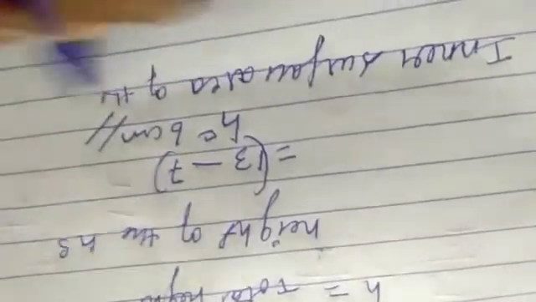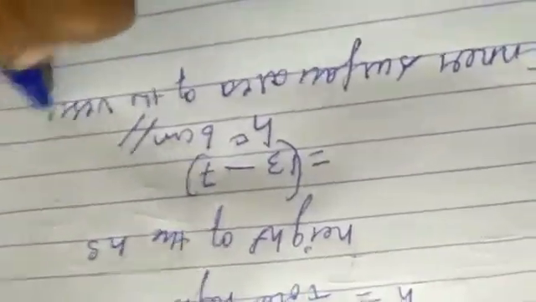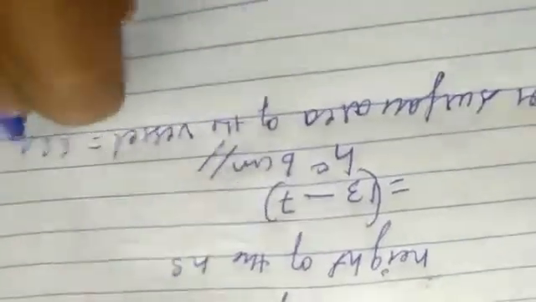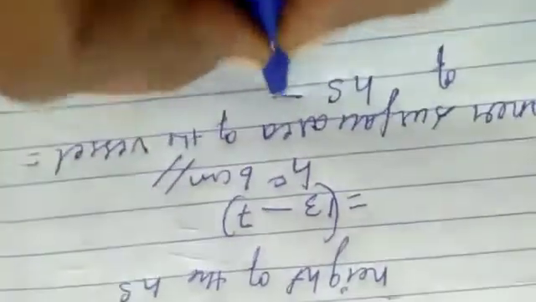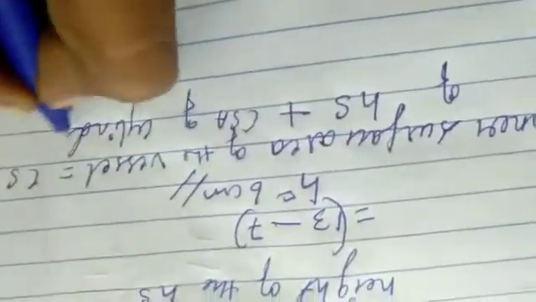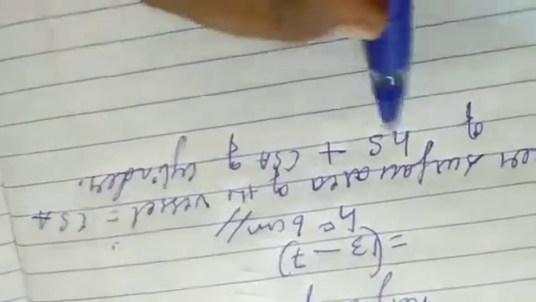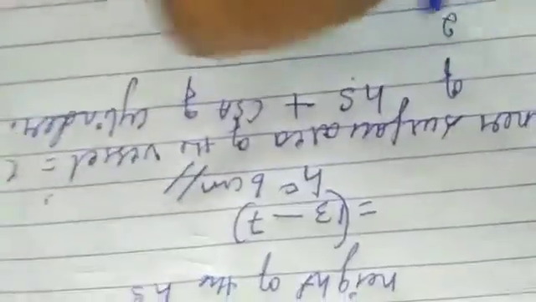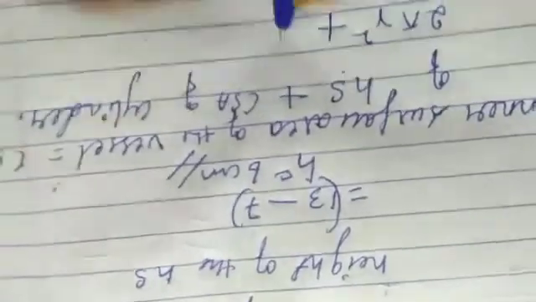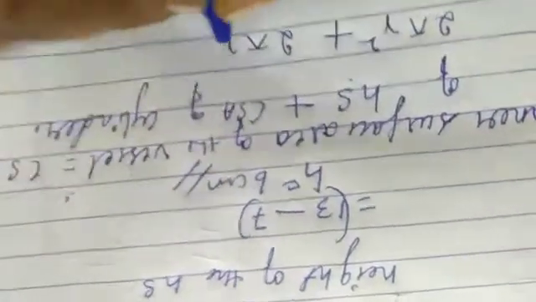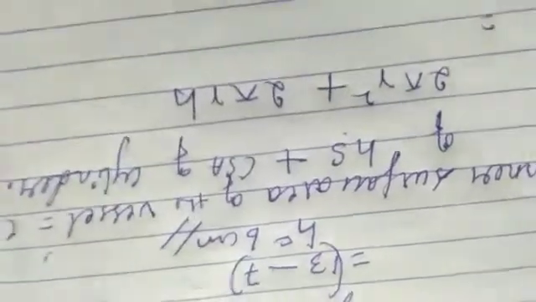Okay, now the inner surface area of the vessel is equal to CSA of hemisphere plus CSA of cylinder. Now CSA of hemisphere is 2 pi r square and CSA of a cylinder is 2 pi r h. So we have to substitute.